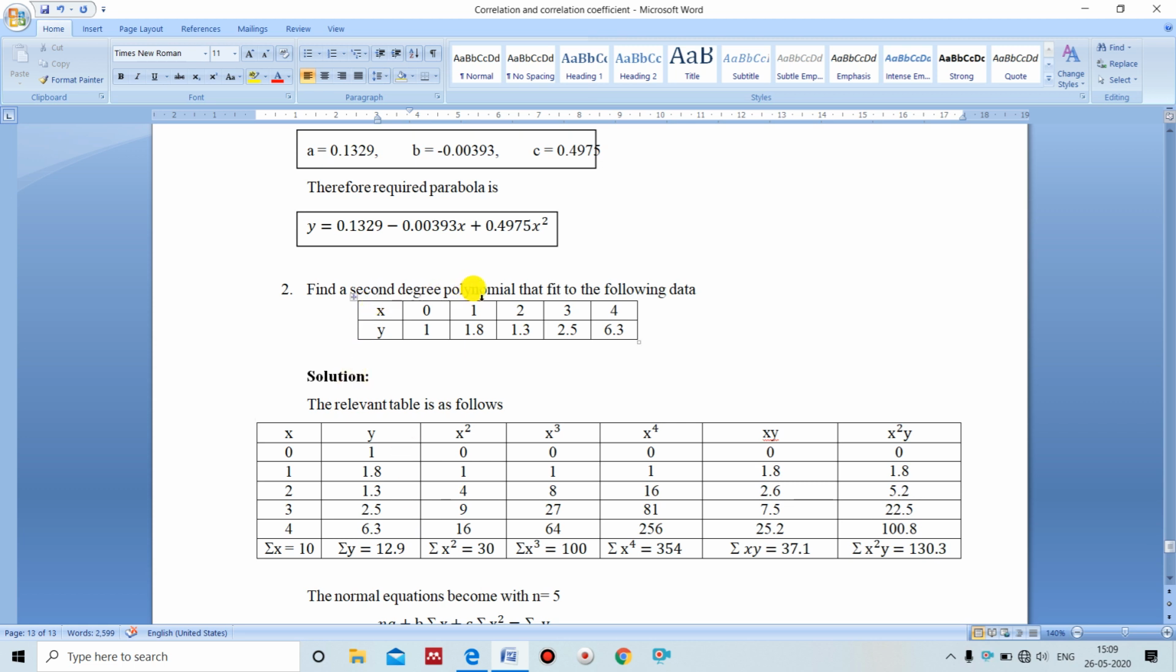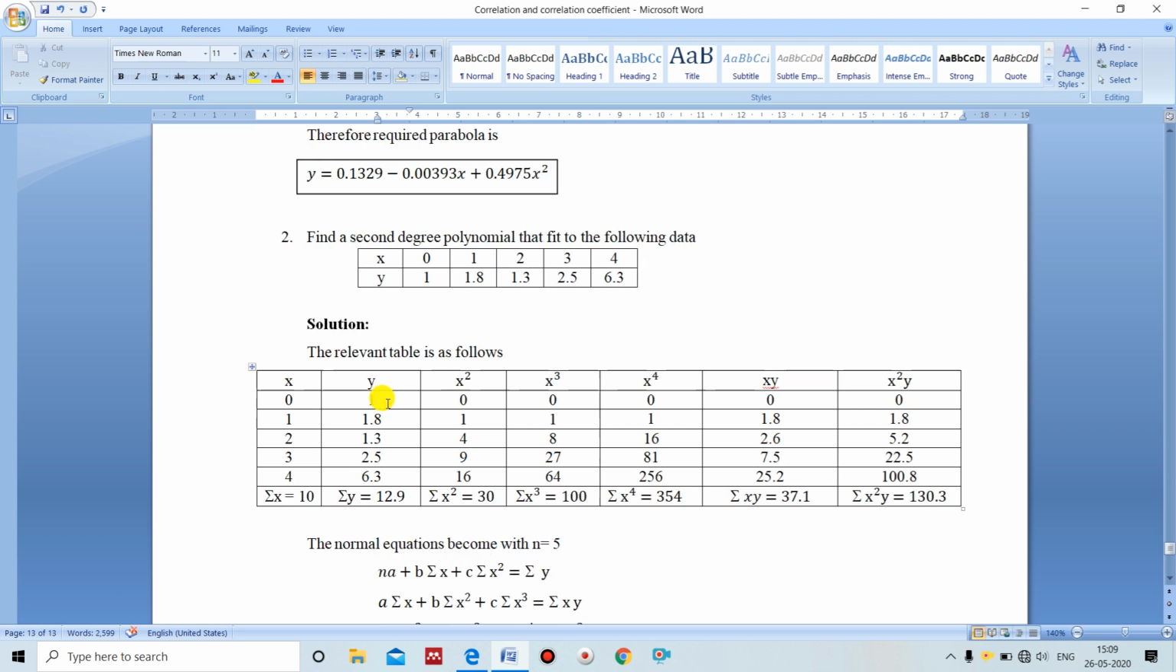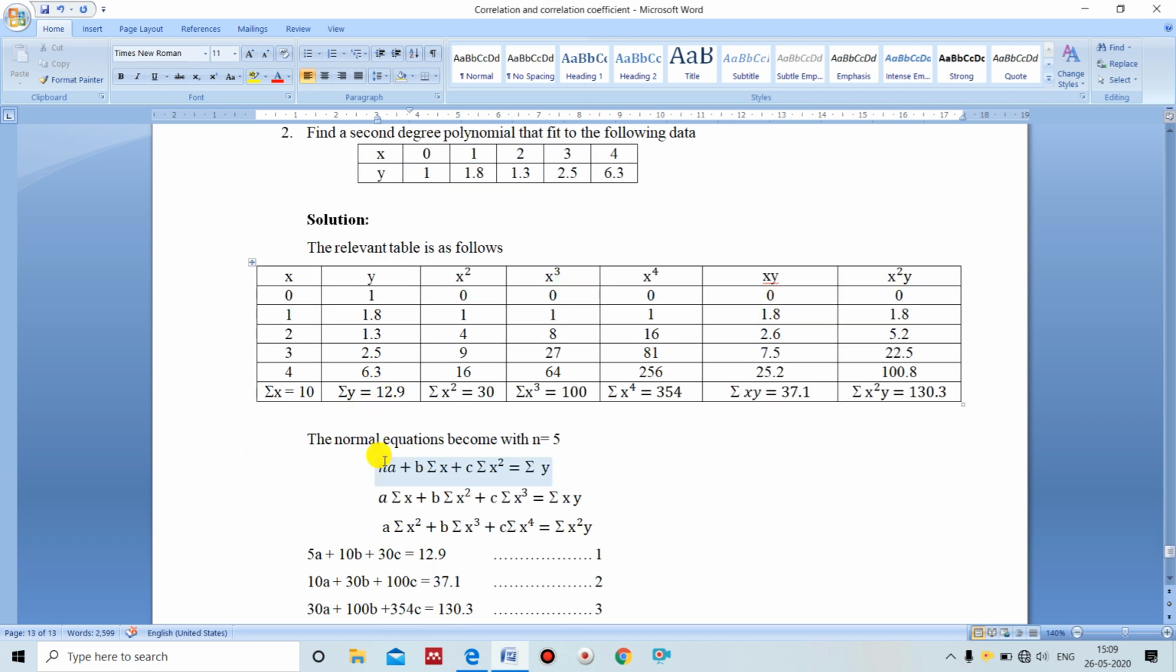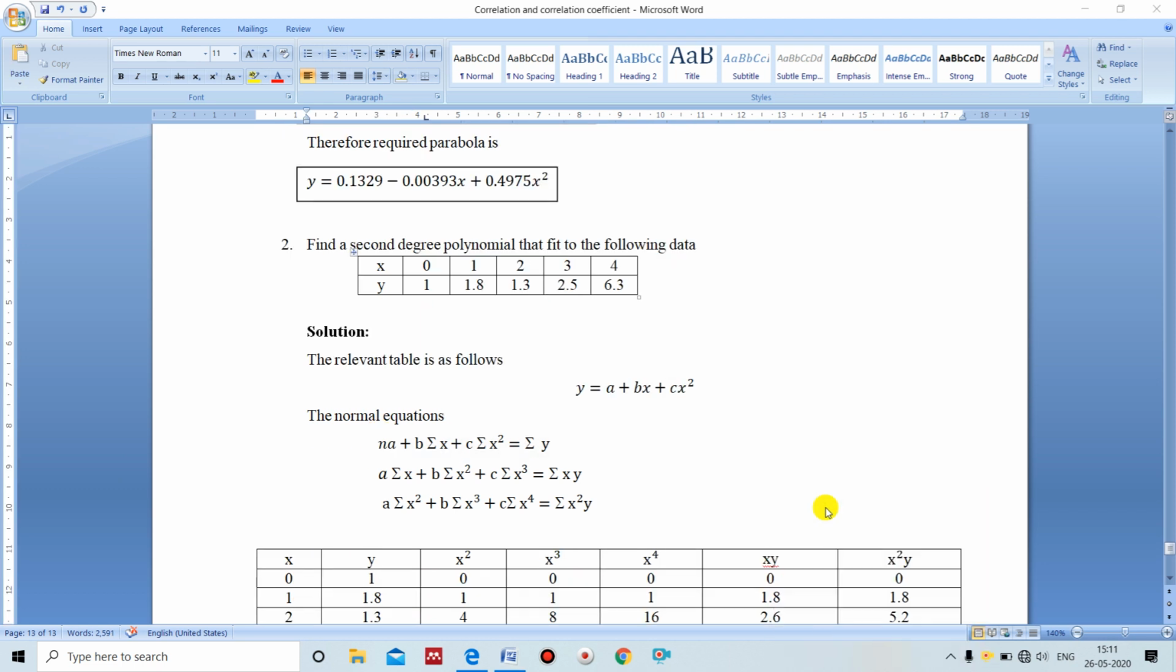Fit a second degree polynomial to the following data. Data are x: 0, 1, 2, 3, 4; y: 1, 1.8, 1.3, 2.5, 6.3. So by using this data, we find the best fit curve for the parabola. Here they have not mentioned the parabola, so you have to take any one parabola. Here we have considered y equal to a plus bx plus cx square.